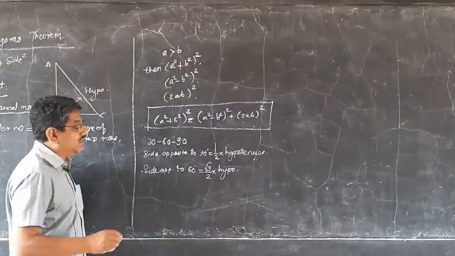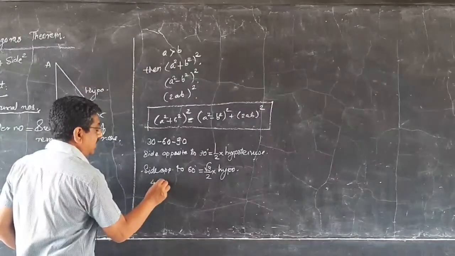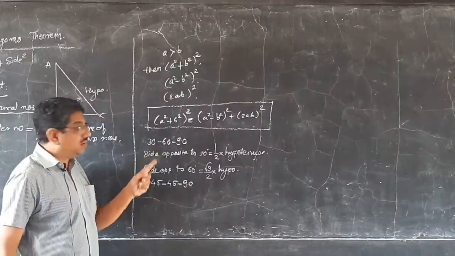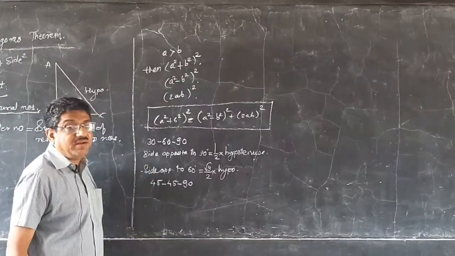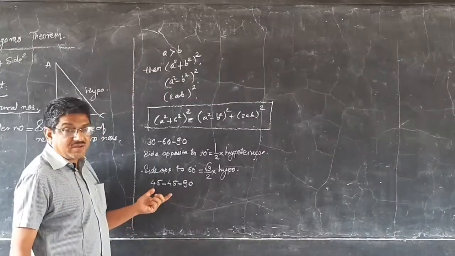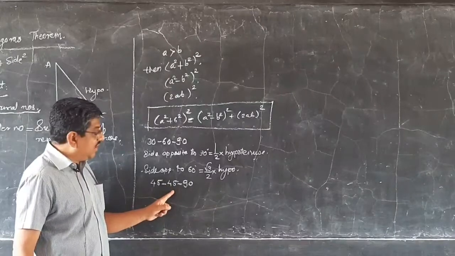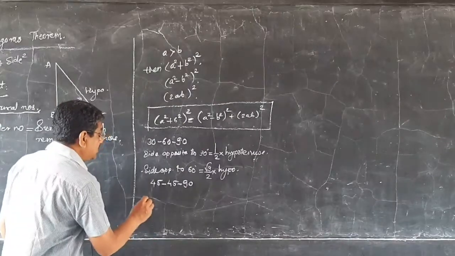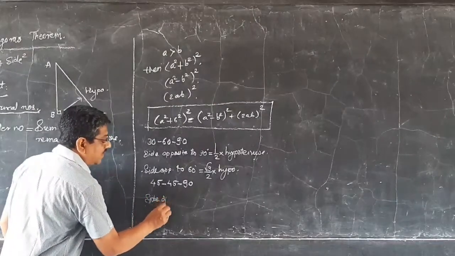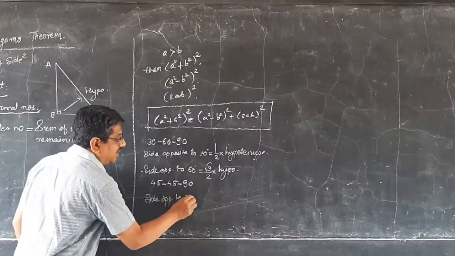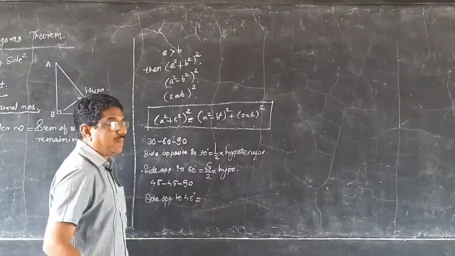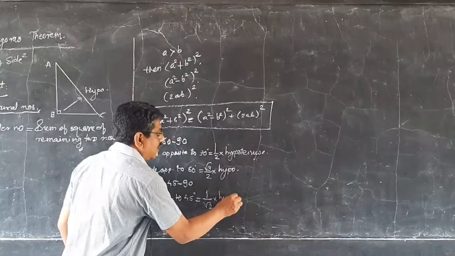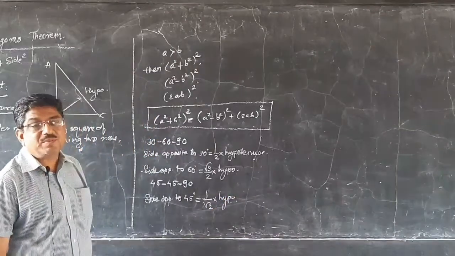One more theorem that you have studied, that is the 45, 45, 90. It is also a right angle triangle. It means if the measures of angles of a triangle are 45 degree, 45 degree and 90 degree, then it is called a 45, 45, 90 triangle. Then side opposite to the 45 degree, this formula also you have studied, is equal to 1 upon root 2 into hypotenuse. These are the basic formulae that you have studied.